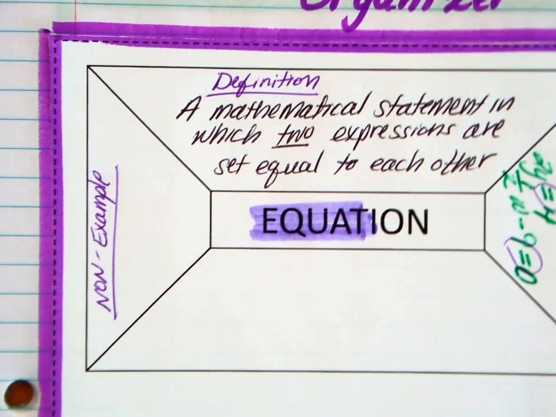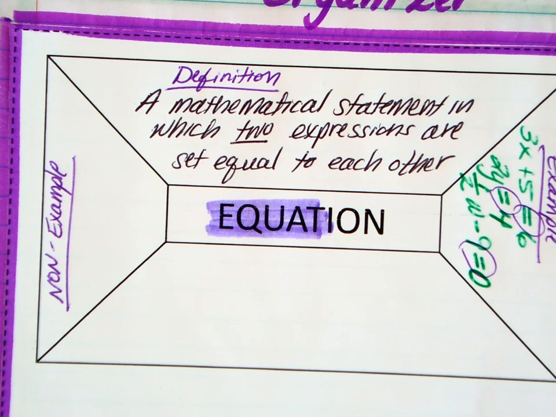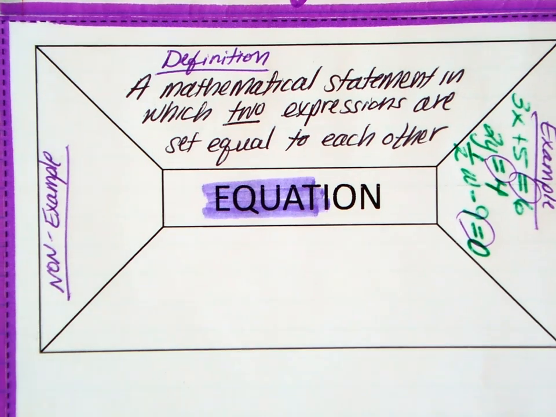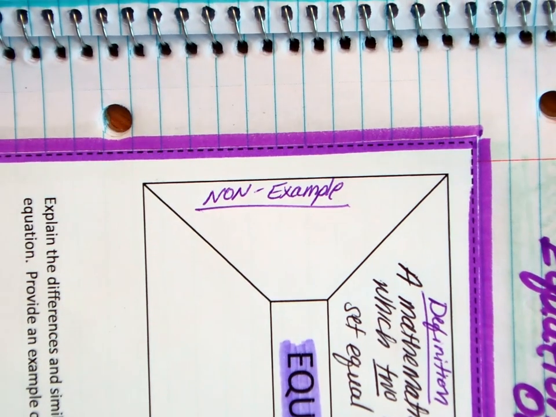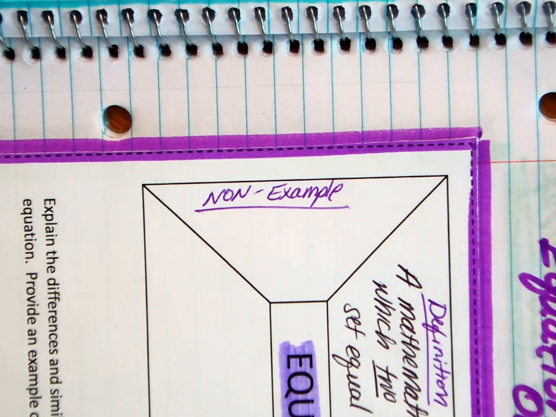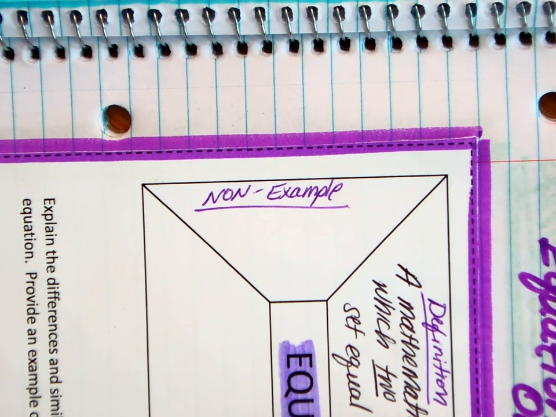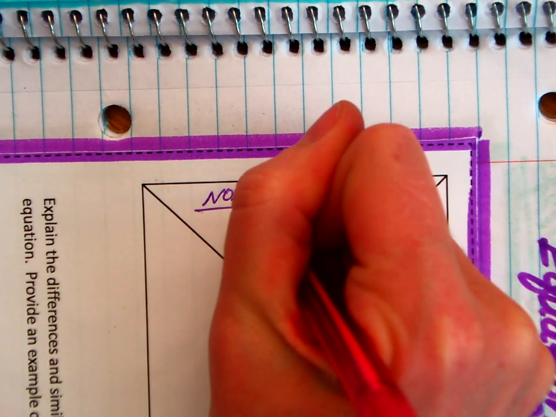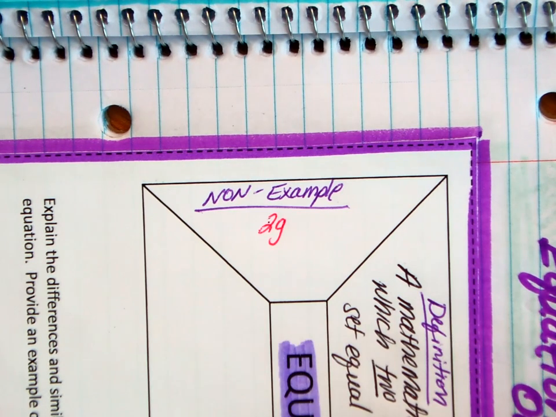Now, what might be a non-example? These can be a little trickier. So, a non-example, it's going to go over here. We have, perhaps, just a term. A term is not an equation. I could have 2 times g. That does not make an equation.